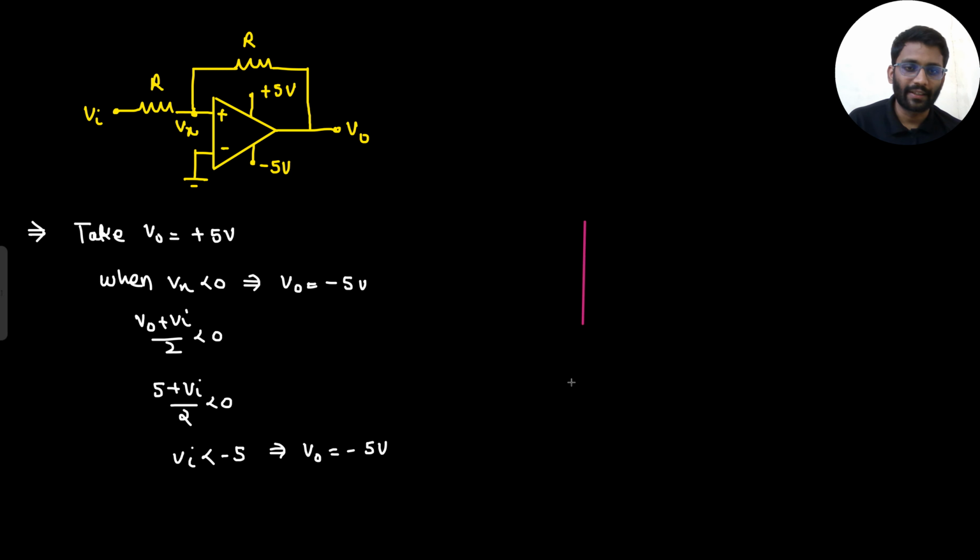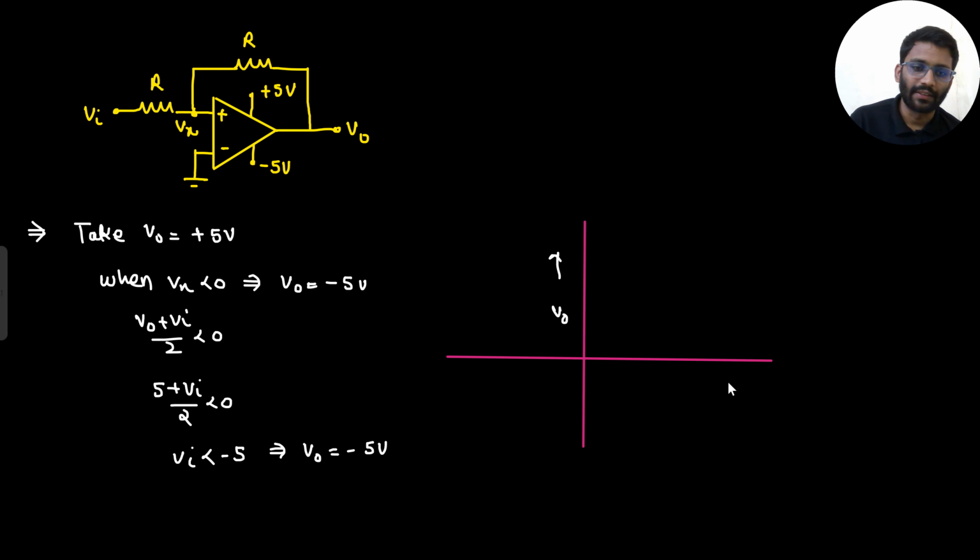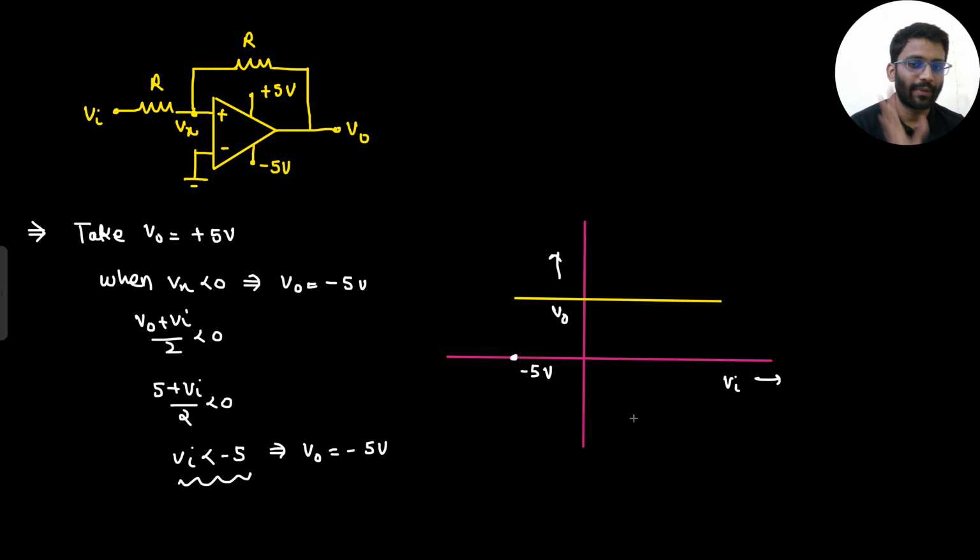So basically, how will the characteristics look like? This is V naught, this is V in. What did you assume first? Whatever you assumed, from there you need to start. You assumed output to be plus 5. And what was the point where it was changing? The point it was changing was minus 5 volt. This was the point where it was changing. So first you assumed your output to be plus 5, so from here you will start.